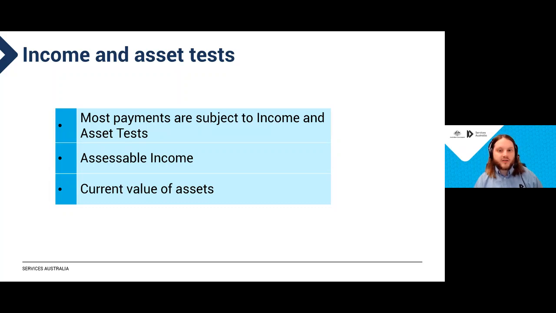Our pensions and allowances are paid to you based on which of these tests is going to pay you the lower rate. In some circumstances, you might be paid the maximum rate of the pension or allowance if neither your income or your assets will affect that rate of payment. And again, we will take a look at some examples today.